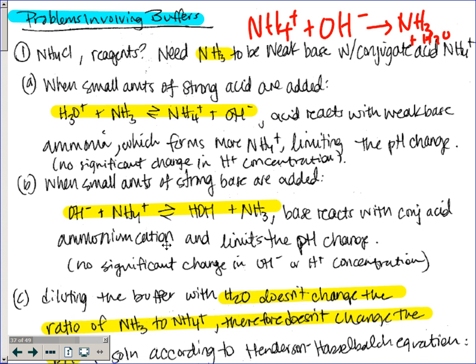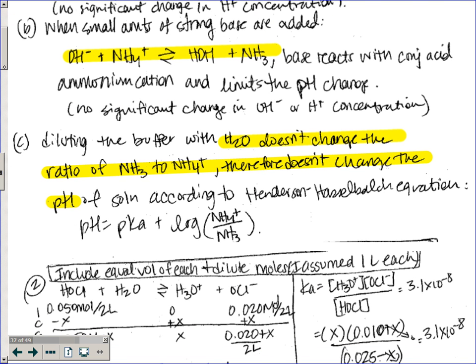Whenever you add a small amount of strong base, this is your reaction. You know that your pH should do what if you're adding strong base? Increase, okay? And that's simply because you're adding a little strong base and you're taking away the conjugate acid through that reaction and you're making ammonia.